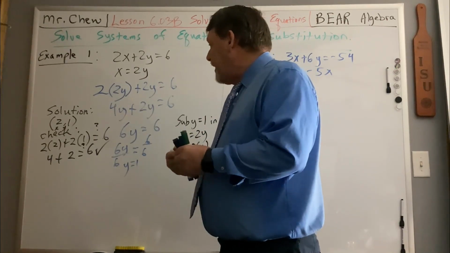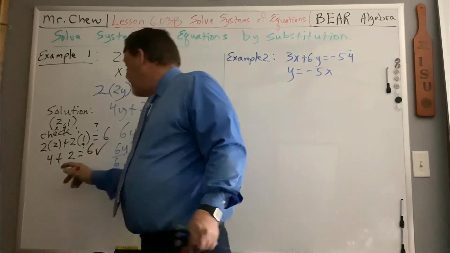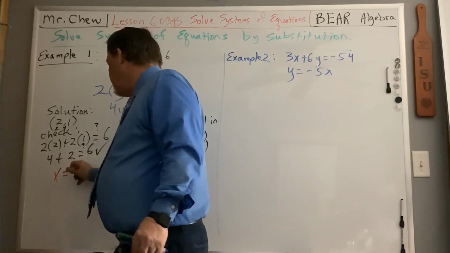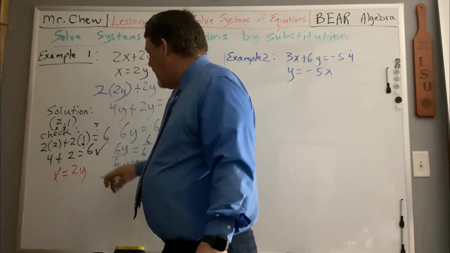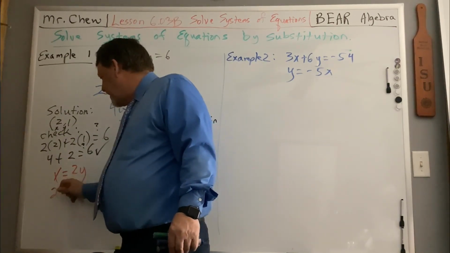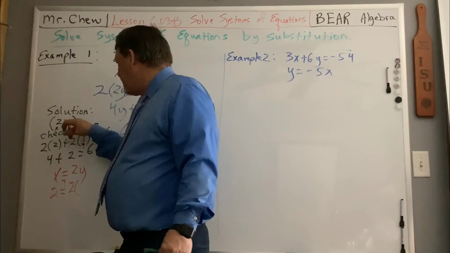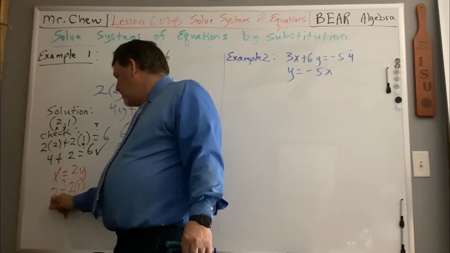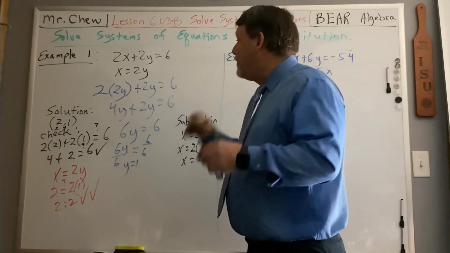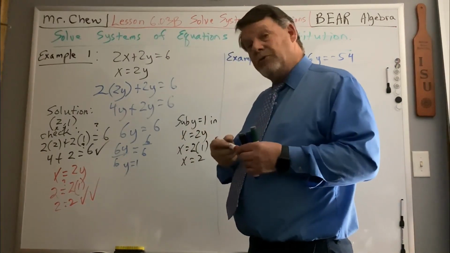And I do that now by substituting in this equation, the x equals 2y, and I put the x in, which is 2, and I say, does that equal 2 times, I put my y in, 1. Does 2 equal 2? It sure does. So when they both check, it means that is the solution to the system.